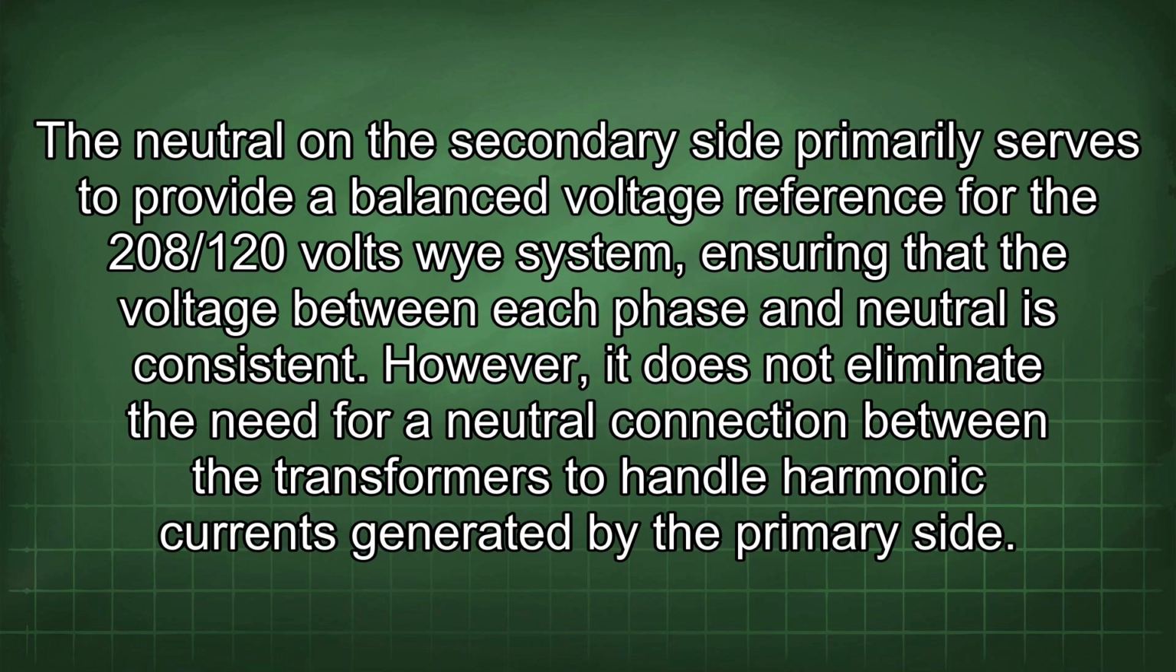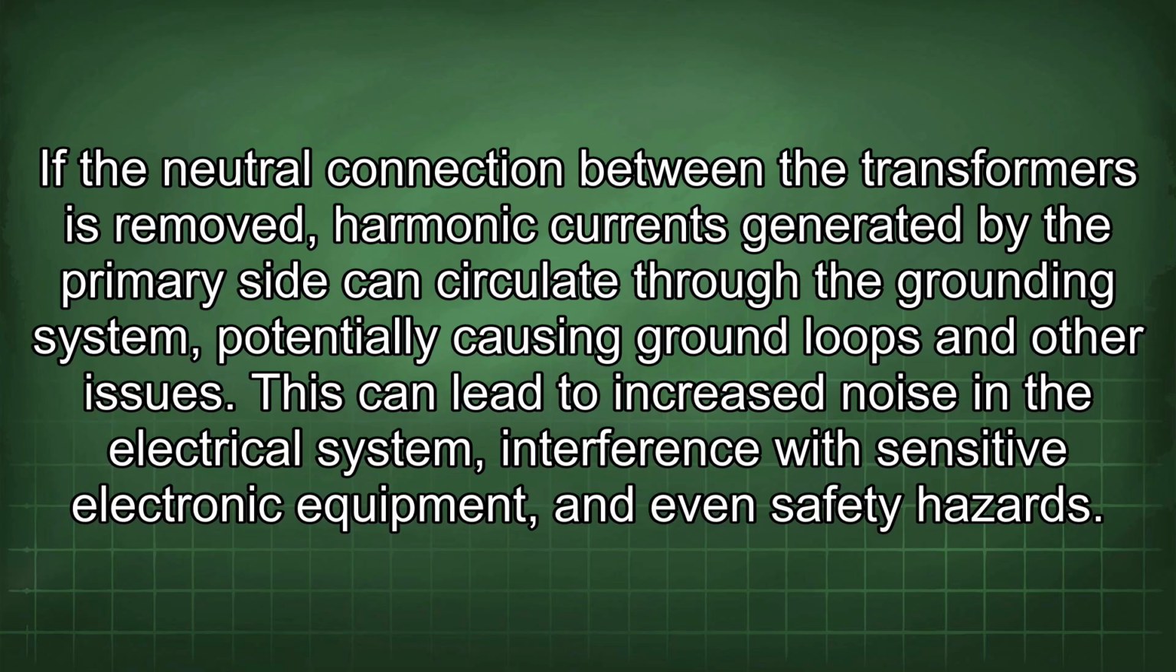The neutral on the secondary side primarily serves to provide a balanced voltage reference for the 208/120 volts Y system, ensuring that the voltage between each phase and neutral is consistent. However, it does not eliminate the need for a neutral connection between the transformers to handle harmonic currents generated by the primary side. If the neutral connection between the transformers is removed, harmonic currents generated by the primary side can circulate through the grounding system, potentially causing ground loops and other issues.